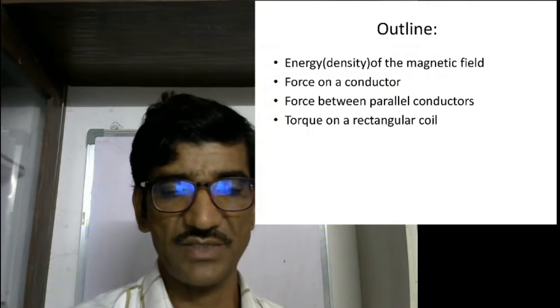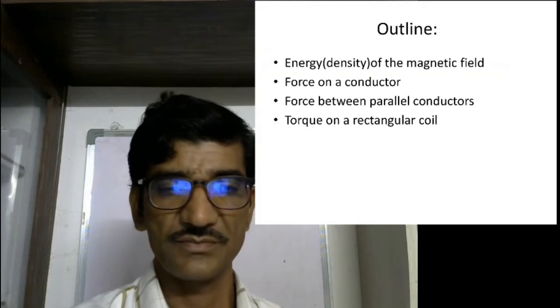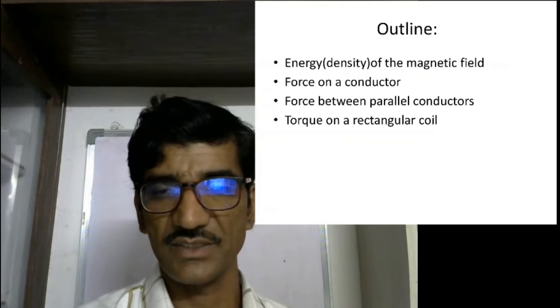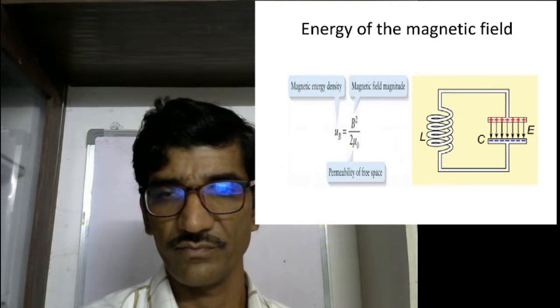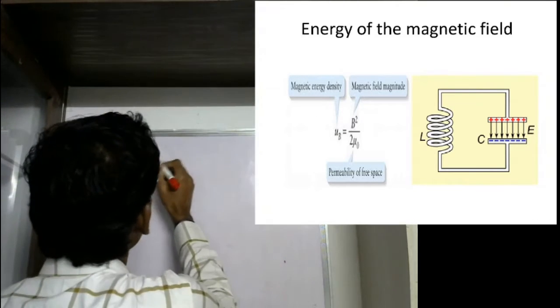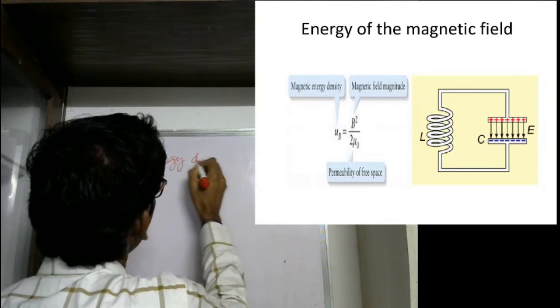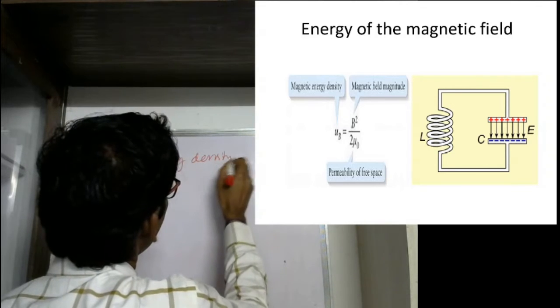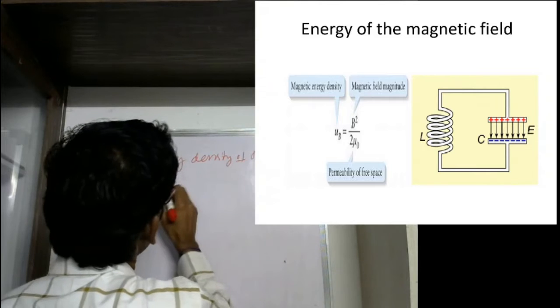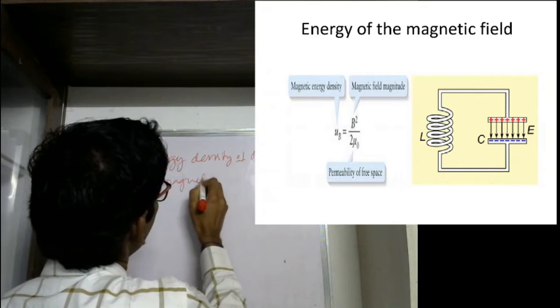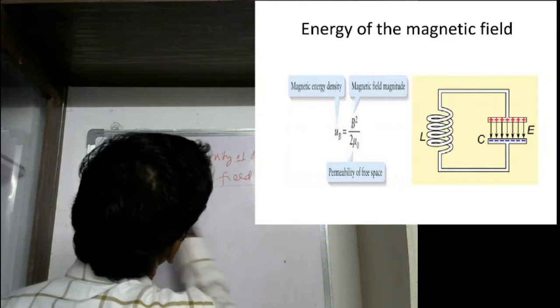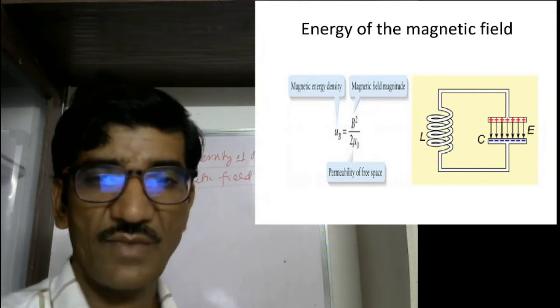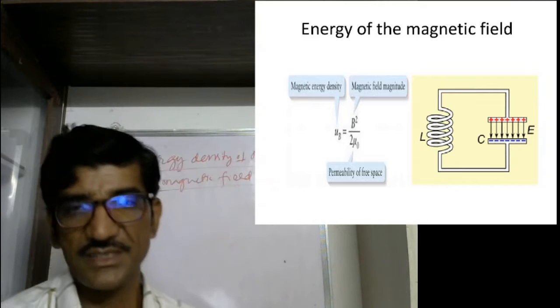Now let us go for the first problem, that is the energy density of the magnetic field. Okay, now you can see the slide.